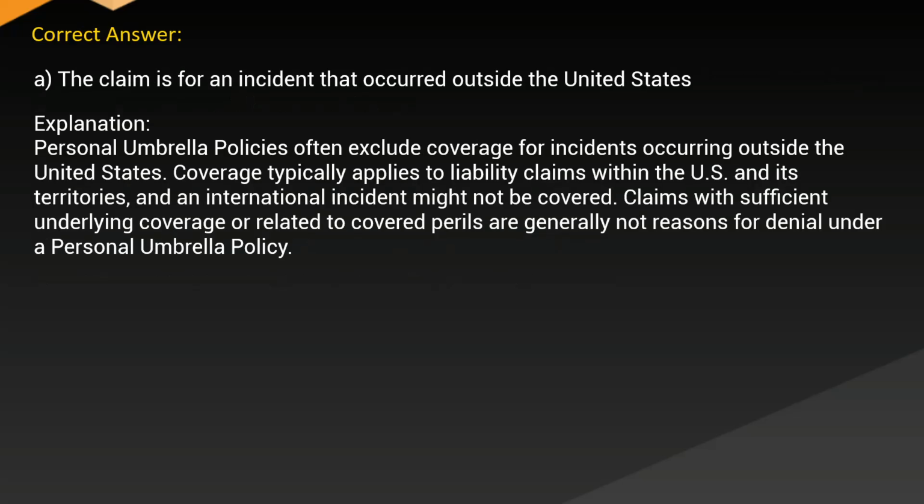Correct answer: A. The claim is for an incident that occurred outside the United States. Explanation: Personal umbrella policies often exclude coverage for incidents occurring outside the United States. Coverage typically applies to liability claims within the US and its territories, and an international incident might not be covered. Claims with sufficient underlying coverage or related to covered perils are generally not reasons for denial under a personal umbrella policy.